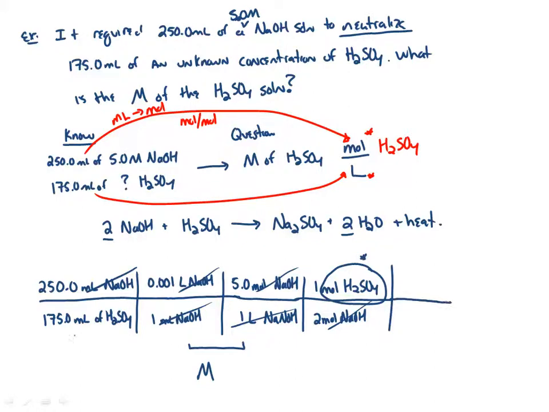What I really need to do now is do one last conversion. I need to take and say that 1 milliliter of H2SO4 is 0.001 liters of H2SO4. And then we ran out of room, so we'll put it down here at the bottom. We get 3.6 molar H2SO4.